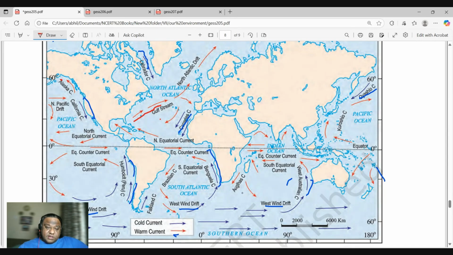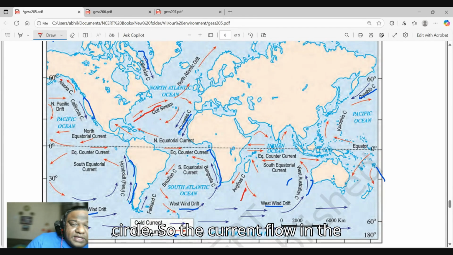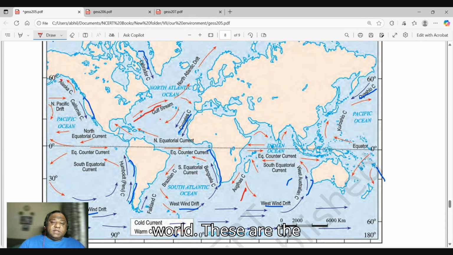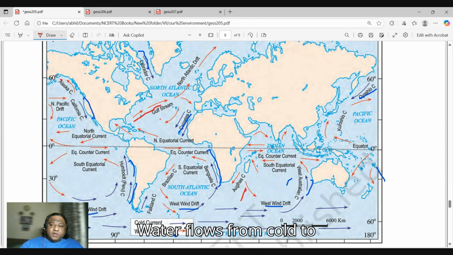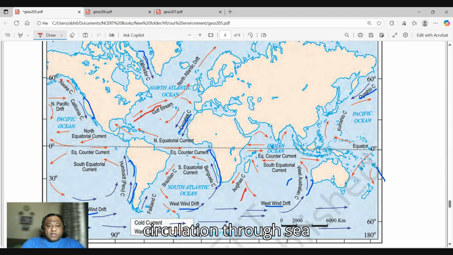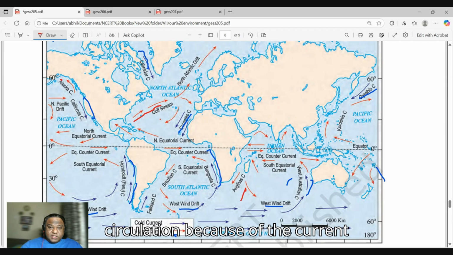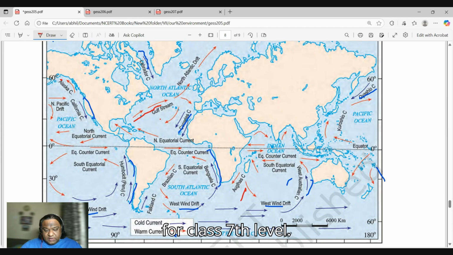Agulhas is another warm current, and see the circle. It is kind of making a circle. So this is the current flow in the world. These are the reasons why the water flows. Water flows from cold to warm, and this cycle across the globe makes the water circulation through sea routes. They have their automatic circulation because of the current movement. So that information is enough for class 7th level.